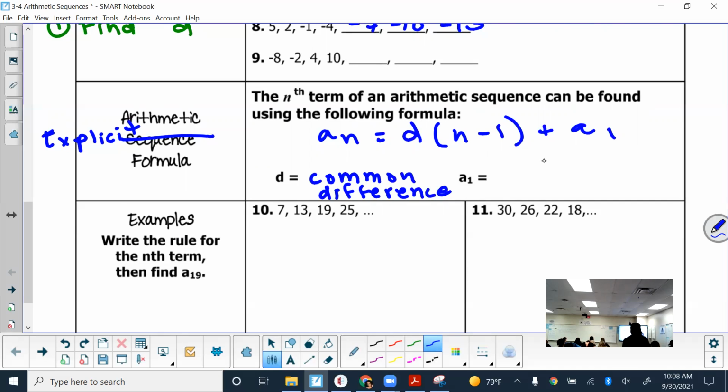A sub 1, I kind of mentioned it in the success criteria. Anyone pay attention to that? What does A sub 1 represent? On the board, I can identify the first term of the sequence as A sub 1. So what's A sub 1? The first term in the sequence.